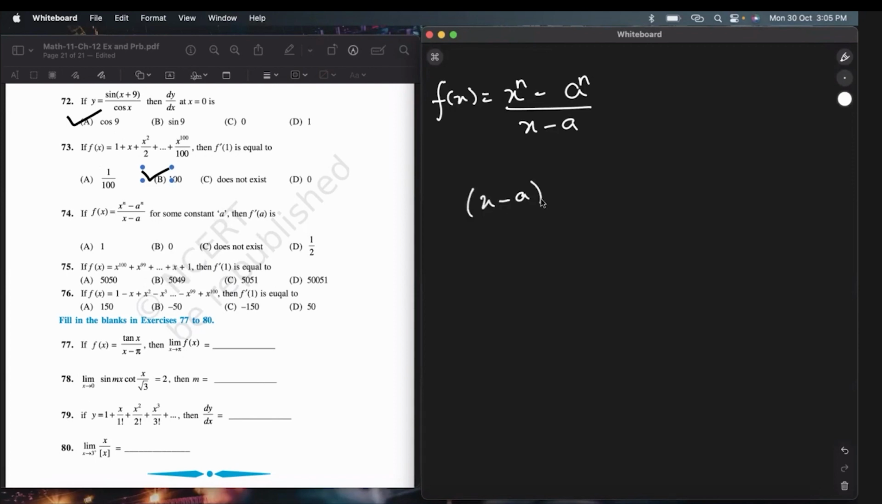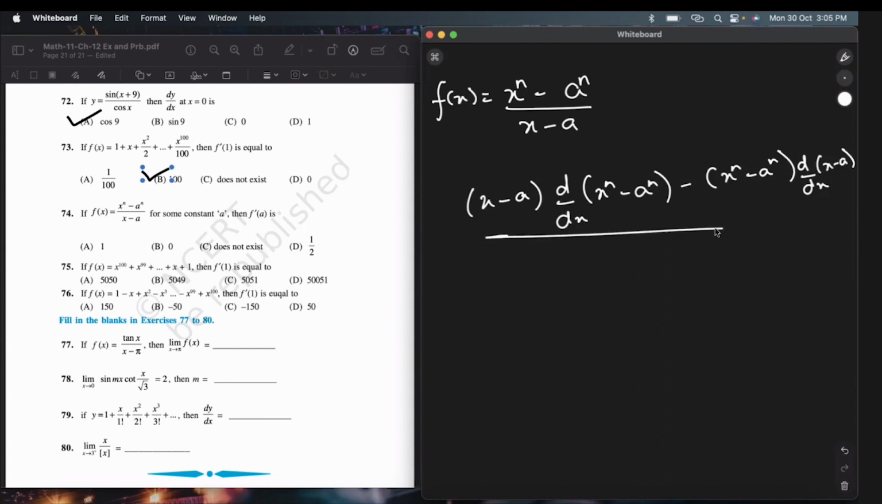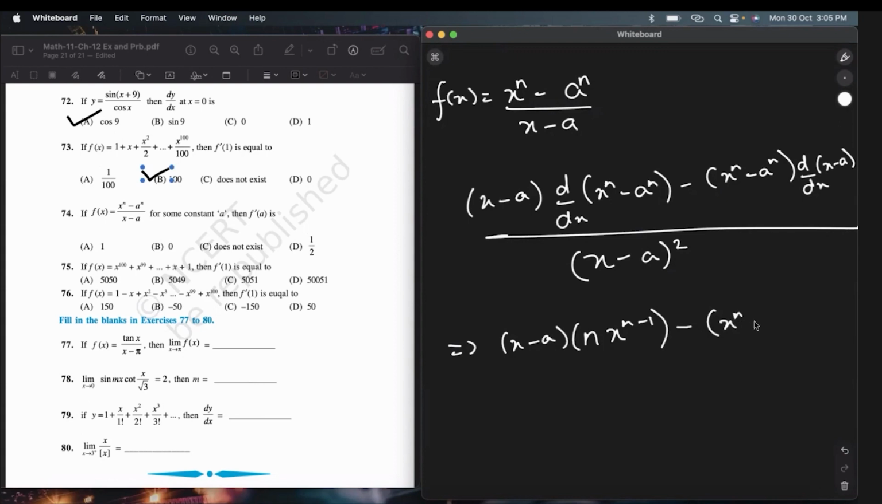So x minus a times d by dx of x raised to the power of n minus a raised to the power of n, minus x raised to the power of n minus a raised to the power of n times d by dx of x minus a. Divide this whole thing by the square of x minus a. Alright, now there will be an x minus a over here and n x to the power n minus 1 here, minus x to the power n minus a to the power n, and there will be 1 here, so I'm not writing it.